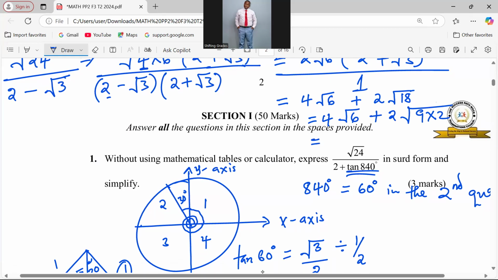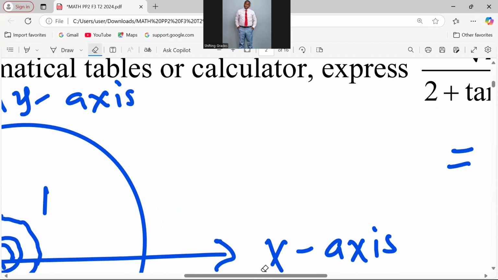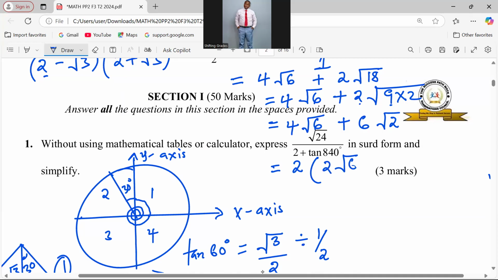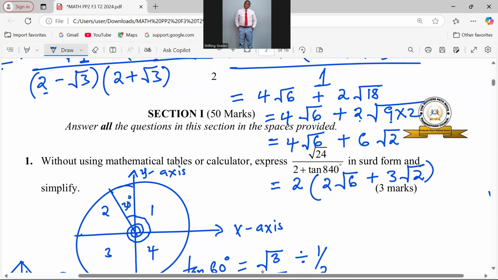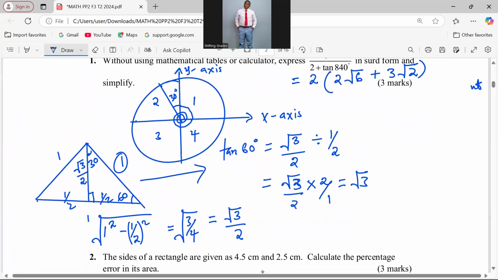So we shall be talking about 4 root 6 plus 2 times the root of 9, which is 3. So that becomes 6. Then we remain with only root 2. And remember, it's already simplified, but it is good you know that this can still be simplified further, in the manner that we can take 2 out, which is common. So that will remain with 2 root 6, then 3 the root of 2. Now it's fully simplified. So that is how we handle that number 1. It's really an involving question, and it's good for learners to understand.